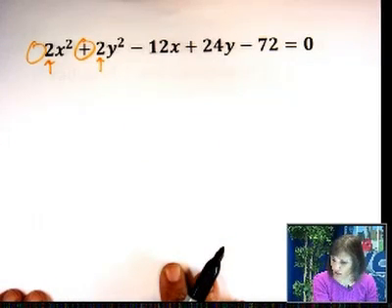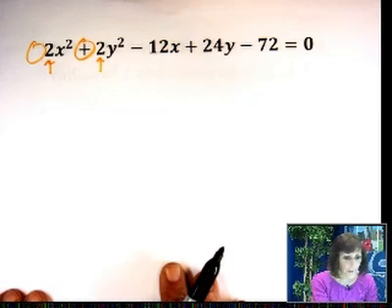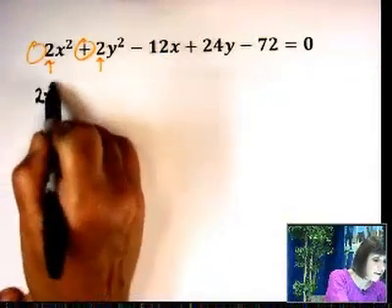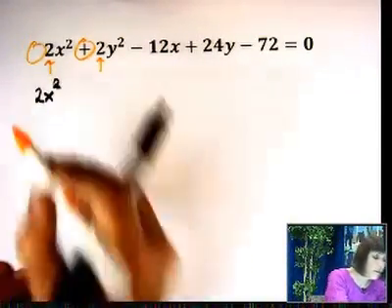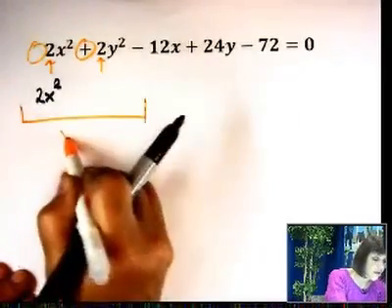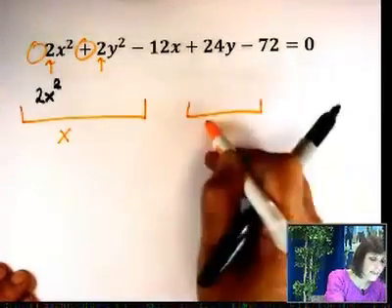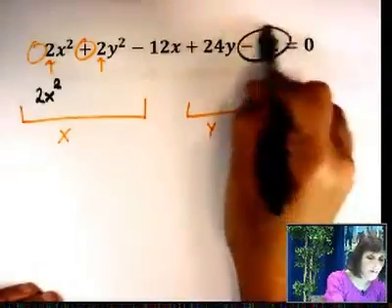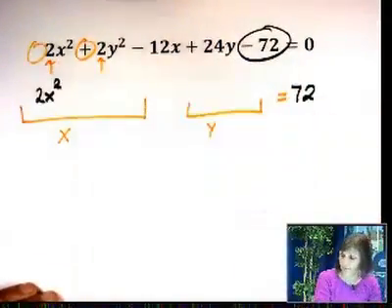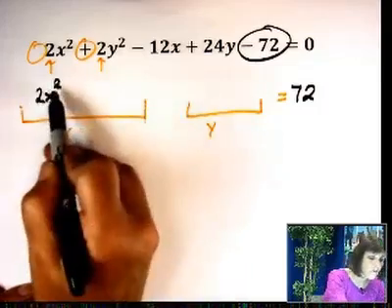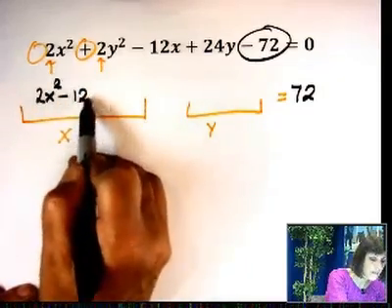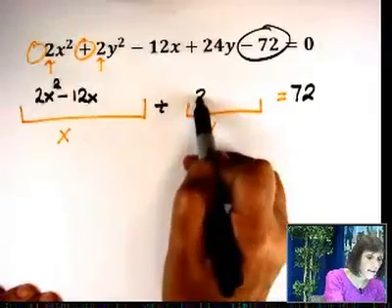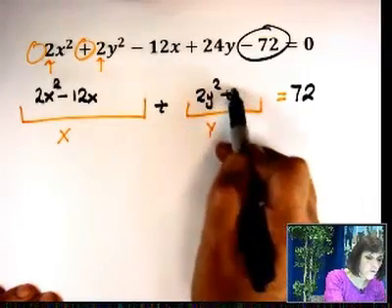The best thing to do, maybe just move that 72 on the other side, 2x squared, and then write all the x's like that and y's like that, and with the loner guy on the other side. Alright? So this one, 2x squared minus 12x. That takes care of these guys. 2y squared plus 24y.